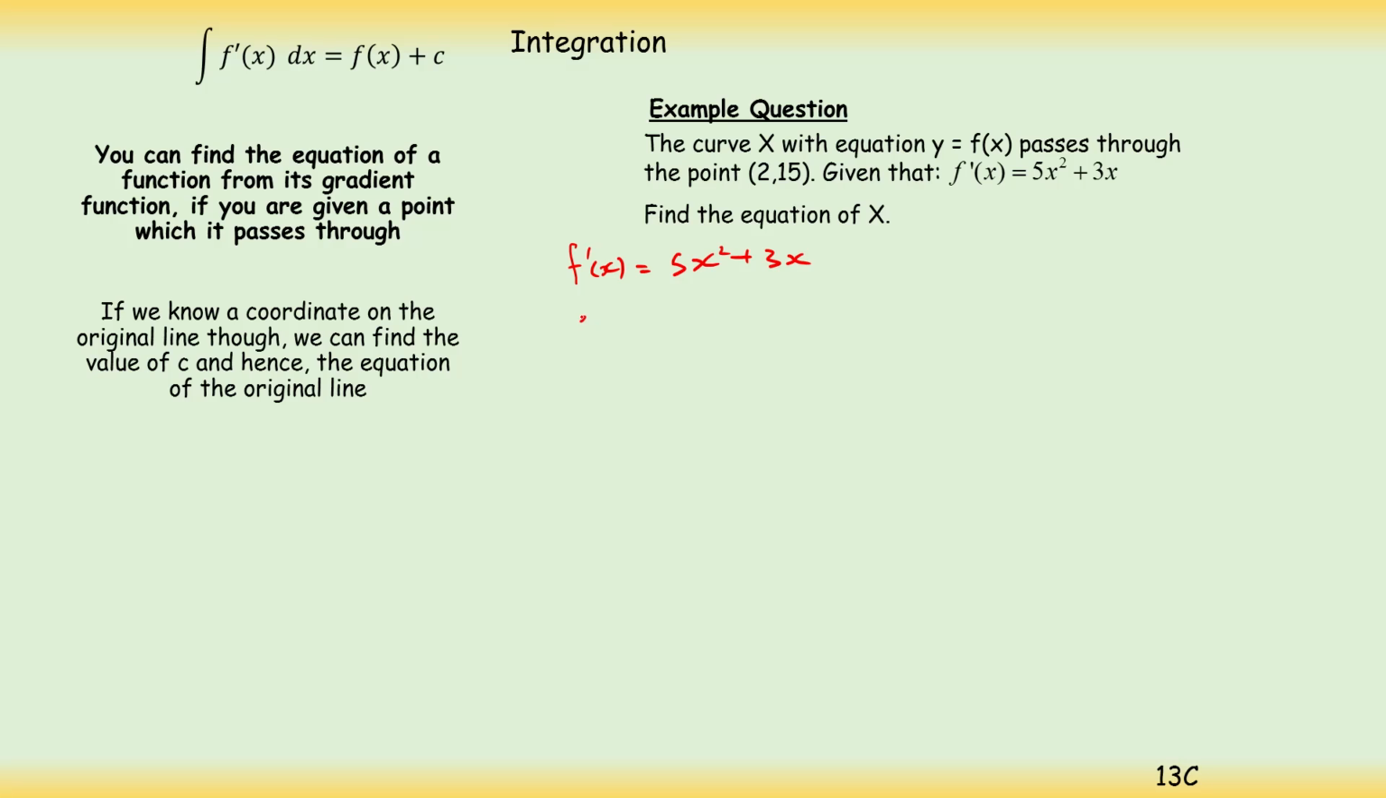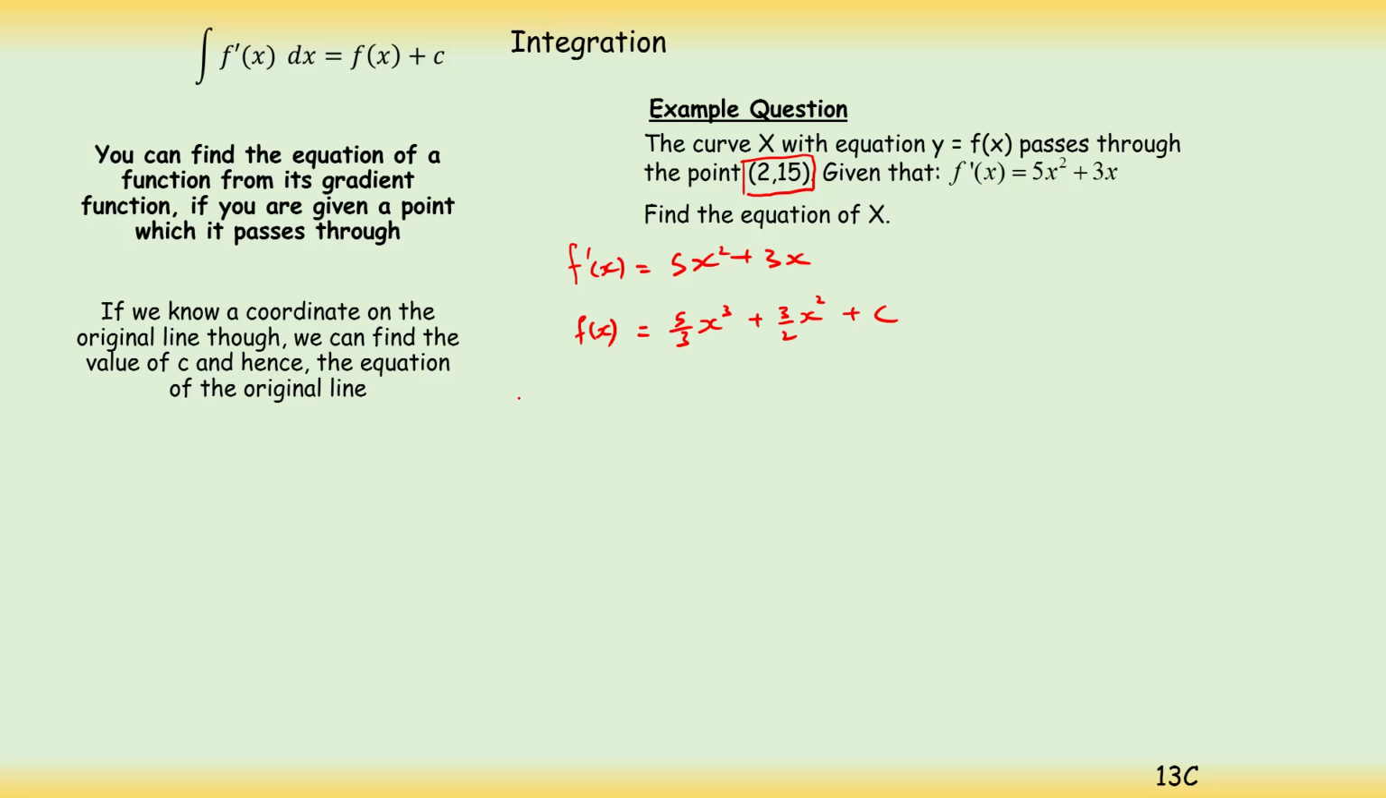So if we integrate that to give us f of x, we add 1 to the power and divide by that, and we get 5 over 3 x cubed plus 3 over 2 x squared plus our constant term, which we need to find. We can find it, because we've been given a point on the curve, (2, 15). y equals 15, x equals 2.